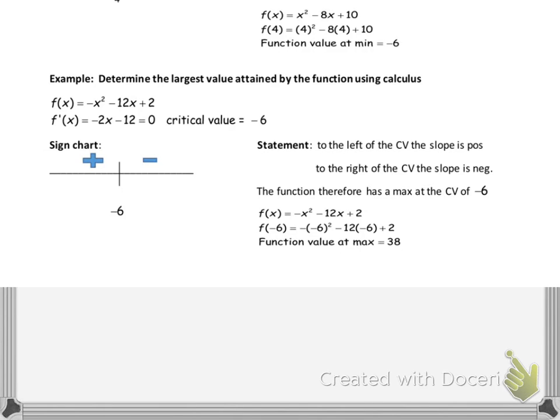This is what your function looks like. Your slope is positive to the left, 0 right at negative 6. Your slope is negative to the right. You have a max. So here's your statement.